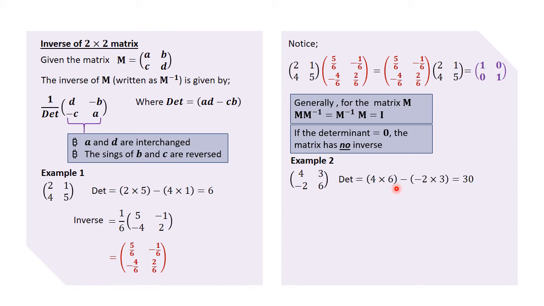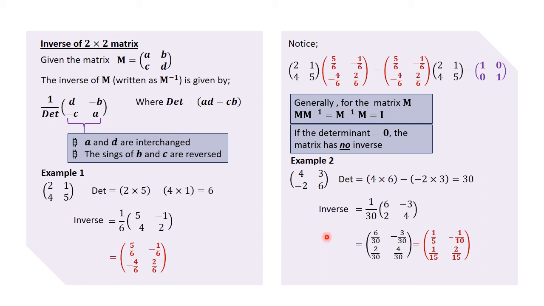Maybe move on to another example, example 2, where we have the matrix 4, 3, -2, 6. The determinant is obviously 4 times 6 minus -2 times 3, which is 30. And therefore the inverse will be the reciprocal of 30 times the transposed matrix. So interchange 6 and 4, reverse the signs for -2 and 3, so that I have 6 and 4, but 2 and -3, following these two rules that I explained earlier when I was introducing the lesson.